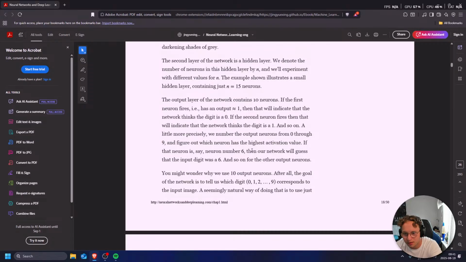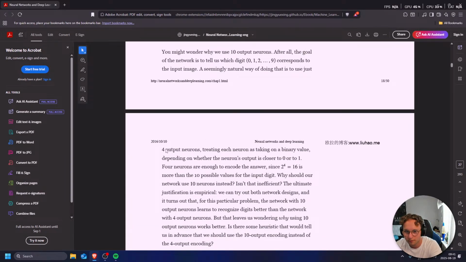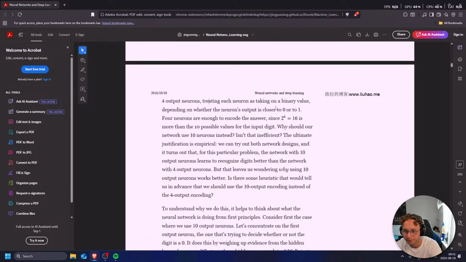You might wonder why we use 10 output neurons. After all, the goal of the network is to tell us which digit 0 to 9 corresponds to the input. A natural way of doing that is to use 4 output neurons, treating each neuron as taking in a binary value, depending on whether the neuron's output is closer to 0 or 1. 4 neurons are enough to encode an answer, since 2 to the power 4 is 16, which is more than 10 possible values for the input digit.